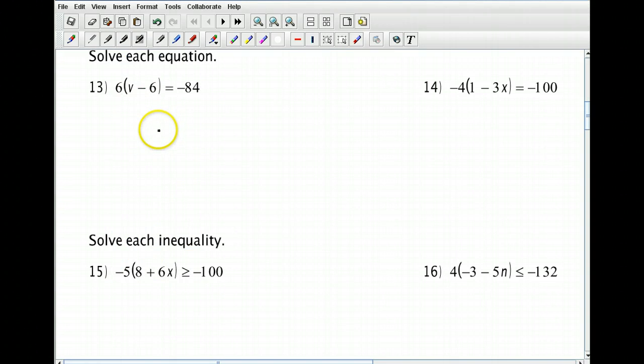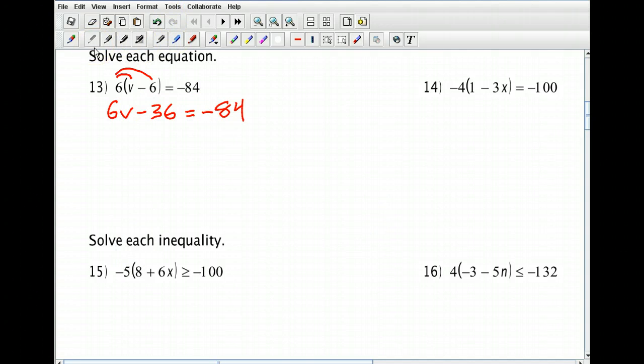All right, now let's try some of these with equations. Now we've practiced just without the equal signs. Let's do some with. 6 times v. It's v. 6 times negative 6. Negative 36. Good. Equals negative 84. Now I want you to get a plan before we start these problems.